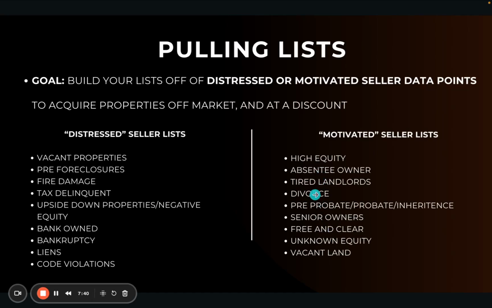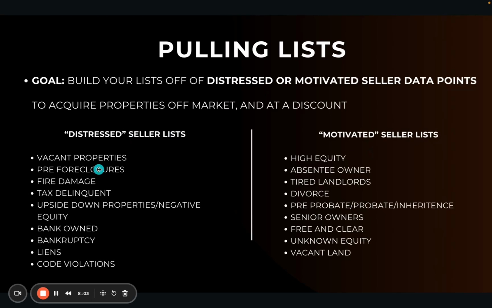And you, of course, can make the case for divorce, etc., even probate, inheritance. But at the end of the day, I've been engaged in situations with divorce sellers or probate, pre-probate and inheritance, and there's absolutely no reason they would need to sell at a discount, more so on the divorce side than anything. But you understand where I'm going with this, right? We want to make sure that when we build our lists, it's either distressed or motivated seller data points.